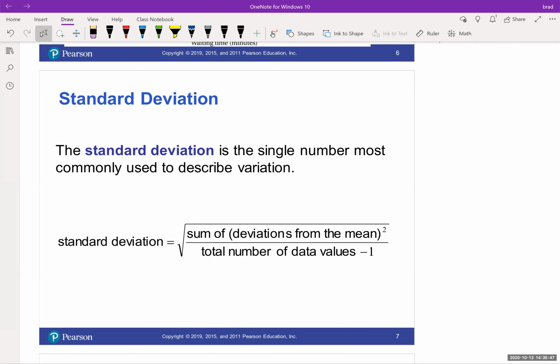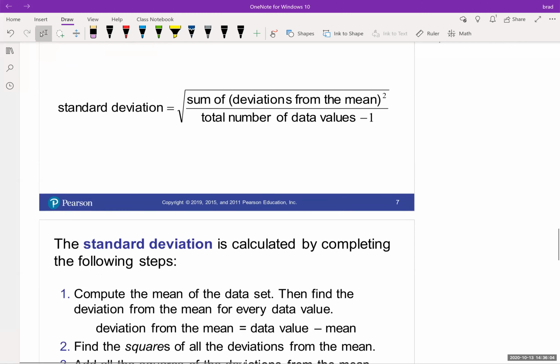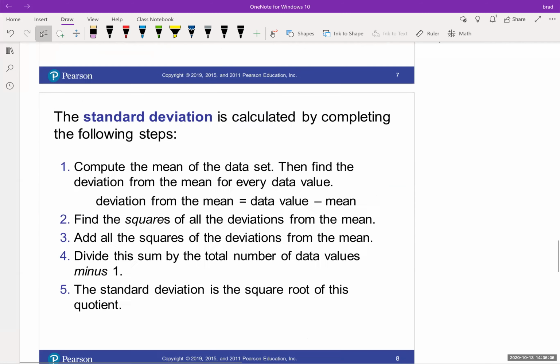So standard deviation in statistics, that's like the driving force of my statistics class. We talk about standard deviation all the time in that course, okay? So standard deviation is the sum of the deviations from the mean squared divided by the total number of data values minus 1, and then all of that square rooted. Okay, so this is going to require a little bit of effort on our part.